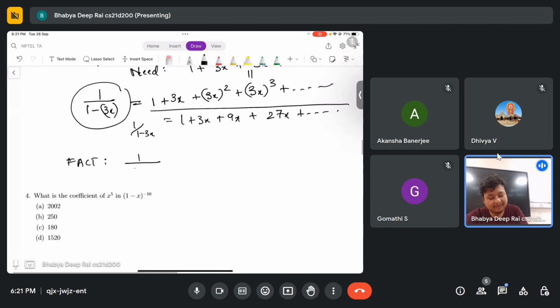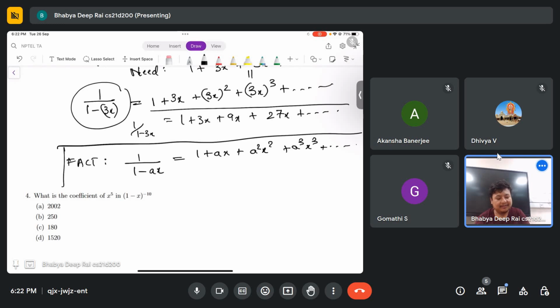Or you can remember as a general fact that 1 by 1 minus ax will generate 1 plus ax plus a²x² plus a³x³ and so on. You can also remember this as a fact. Otherwise, you can look at this particular observation.